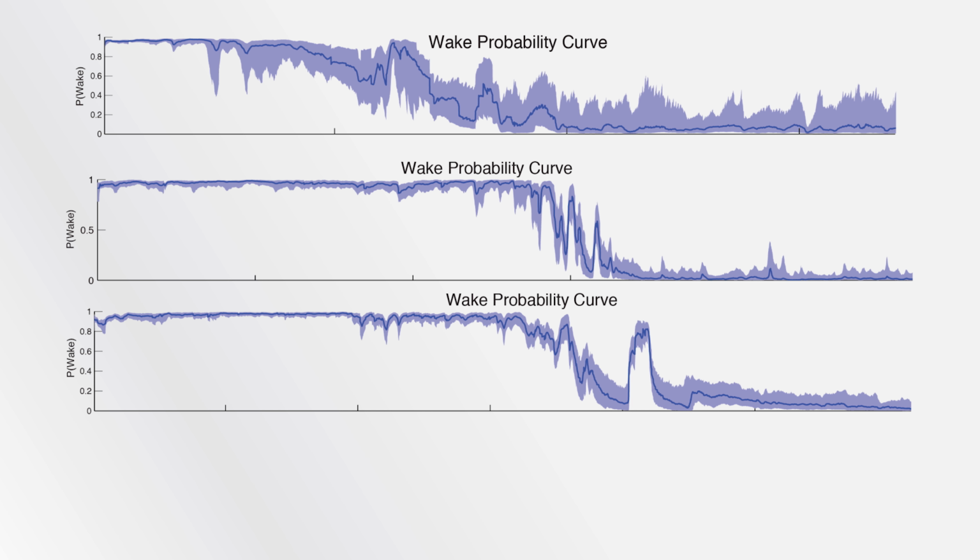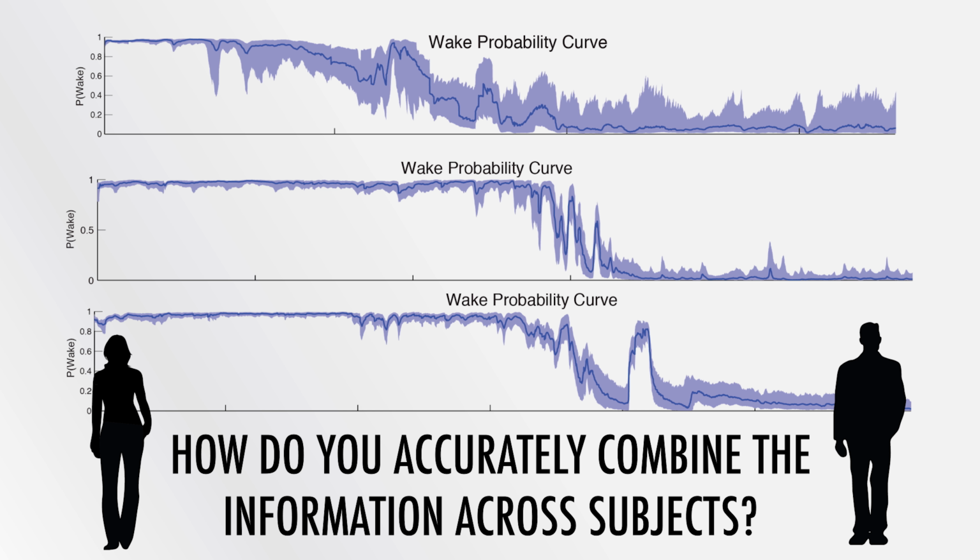However, if it takes one person 15 minutes to fall asleep, another person 20 minutes to fall asleep, and another person 30 minutes to fall asleep, in which they wake up and fall asleep and wake up and fall asleep again, how do you accurately combine the information across these subjects? With traditional methods, this has been a very difficult problem to solve. However, the wake probability allows us to do this in a very mathematically principled way.